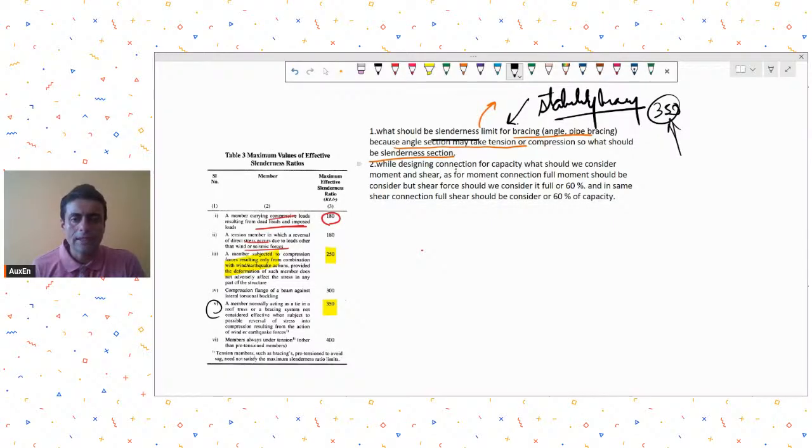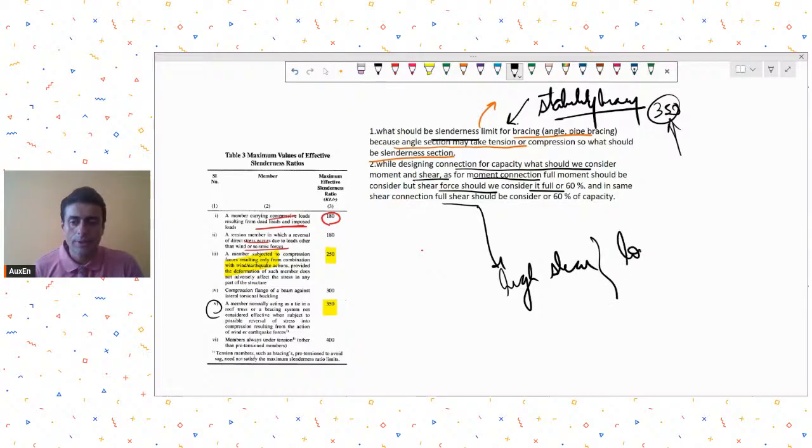While designing connection for capacity, what should be considered, moment and shear? As for moment connection, full moment should be considered, but shear force should be considered at full or 60%. And in the same way for shear connection, full shear should be considered, or 60% of capacity. See, don't get confused with the 60% provision. That 60% is the demarcation limit between high shear and low shear case. So that 60% is that criterion.